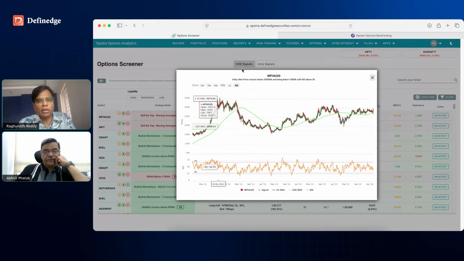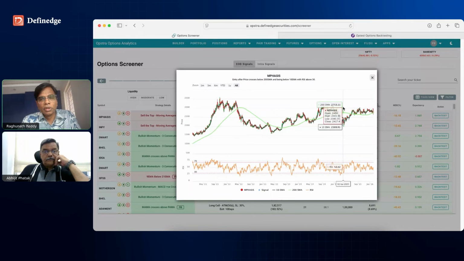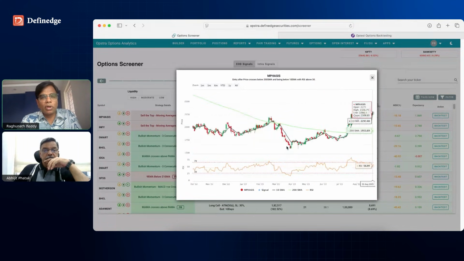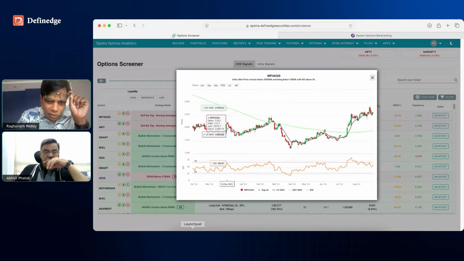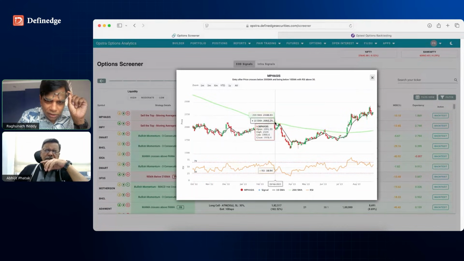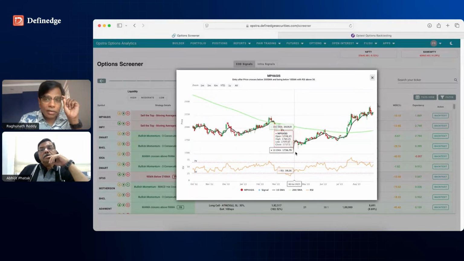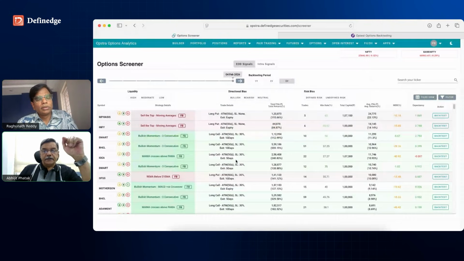Based on the backtesting period you choose, you can go up to 5 years, and you can zoom. For example, if you want to look at a particular thing, you can zoom in. Here we got a signal, like that. This is the chart of the underlying.